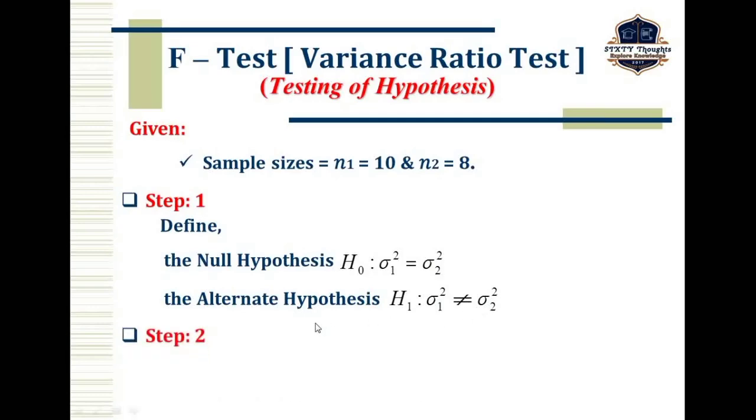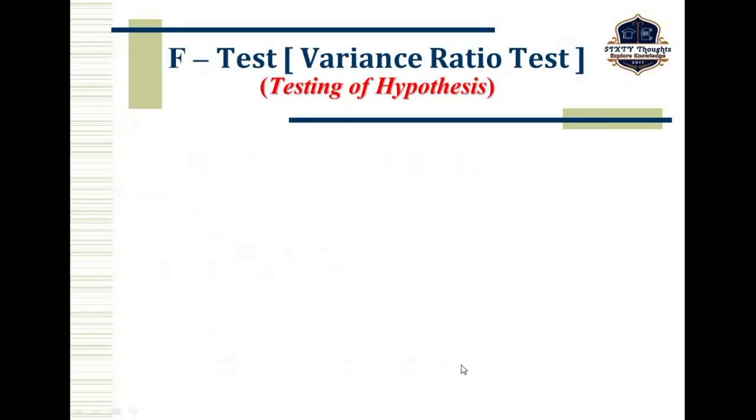So what is step number 2? Step number 2, we consider the level of significance as 5%. In this problem, 5% is not mentioned, but in case it is not mentioned, you consider 5%. Step number 3, we find the F value.